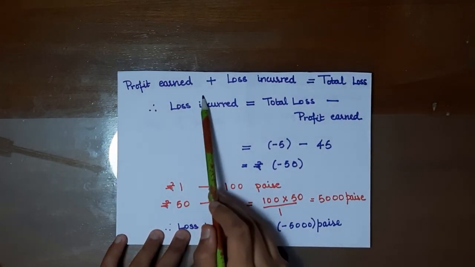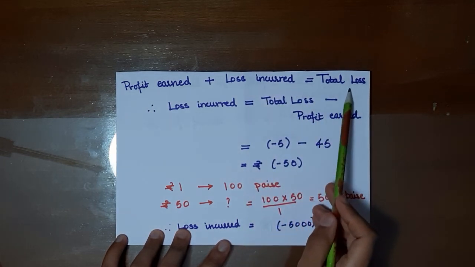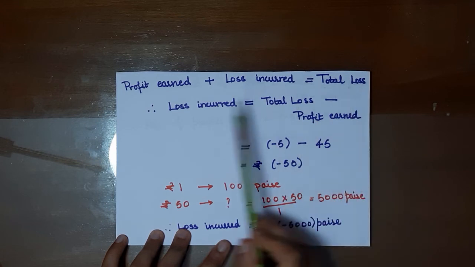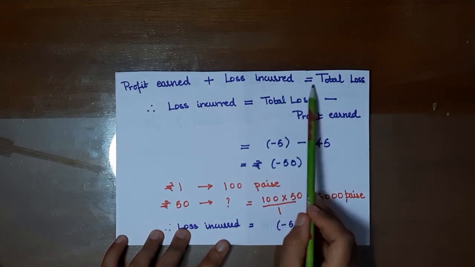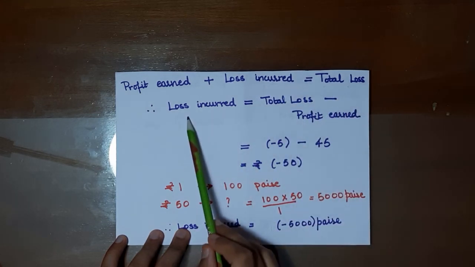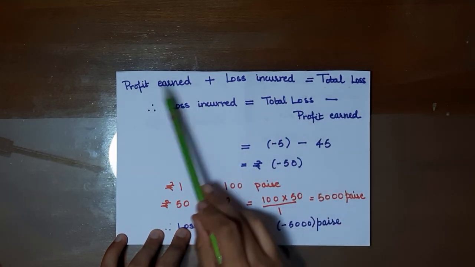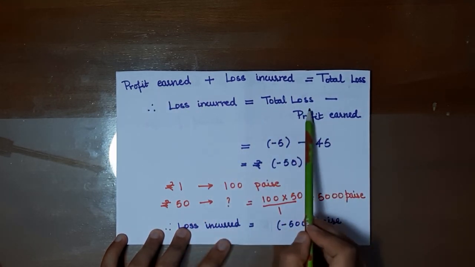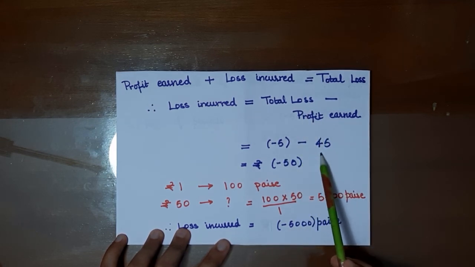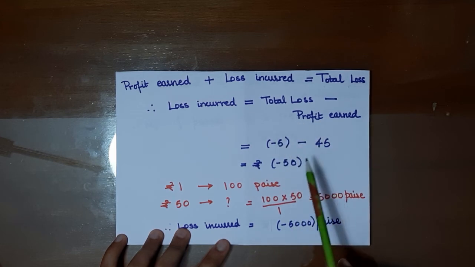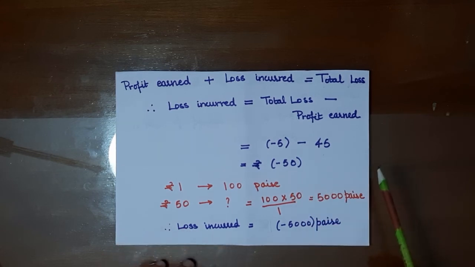Always, profit earned plus loss incurred is equal to total loss. In this case, profit earned plus loss incurred is equal to total loss. Loss incurred is equal to total loss minus profit earned. Total loss is minus 5. Profit earned is equal to 45. So when we subtract both of them, we get rupees minus 50. That means 50 rupees loss has occurred.